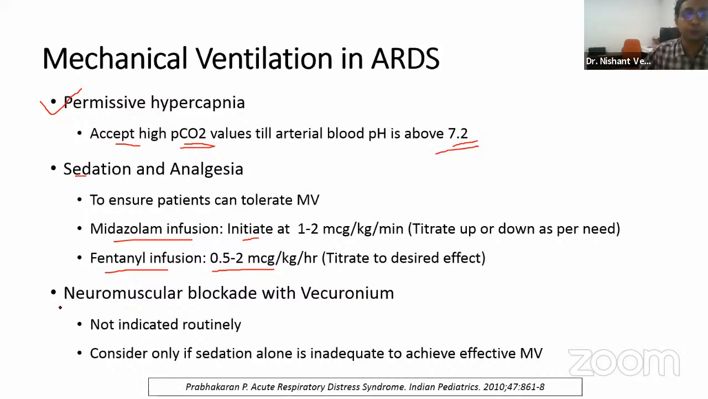Some patients, especially adolescent patients, may require neuromuscular blockade with vecuronium infusion, but it is not indicated routinely. It has to be considered only if you are unable to achieve synchronous ventilation with proper doses of midazolam and fentanyl. Okay, so patient का hypoxemia ठीक नहीं हो रहा है, patient fight कर रहा है, आपने midaz और fentanyl infusion start कर लिया है, then you may consider using vecuronium infusion for short periods of time.